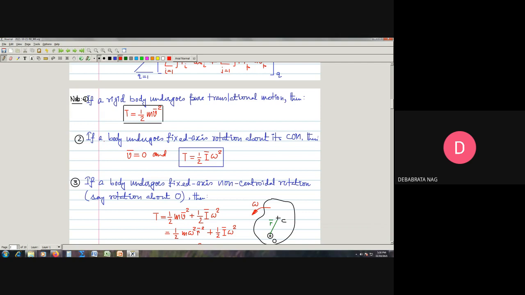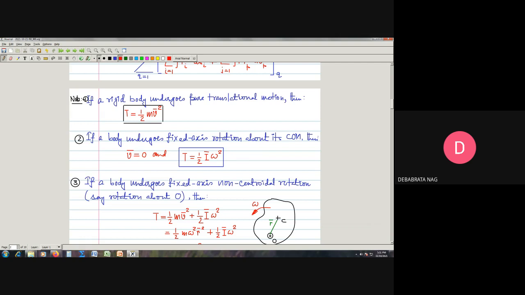Now let us consider the situation when our rigid body is undergoing a pure rotation. And if you recall, the pure rotation about a fixed axis can be of two types. In the first case, the fixed axis, which is called our axis of rotation, passes through the center of mass of the body, or in other words, we say in that case that the body is executing a centroidal pure rotation, fixed axis rotation.